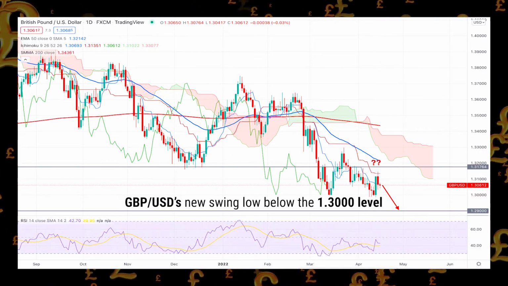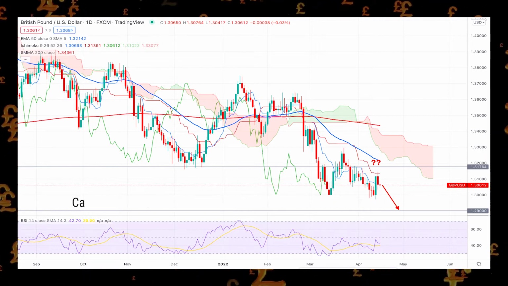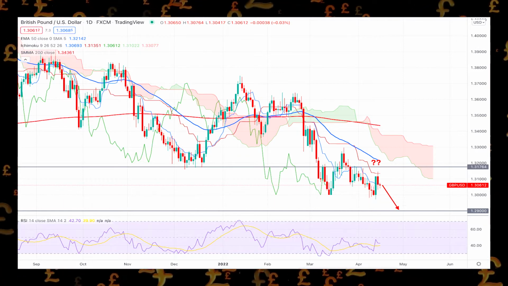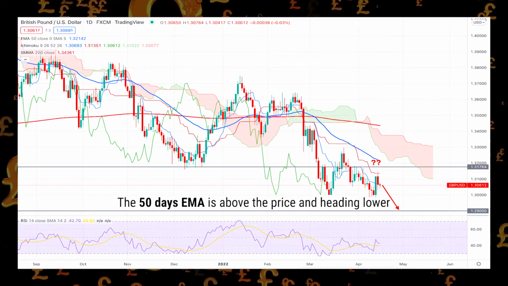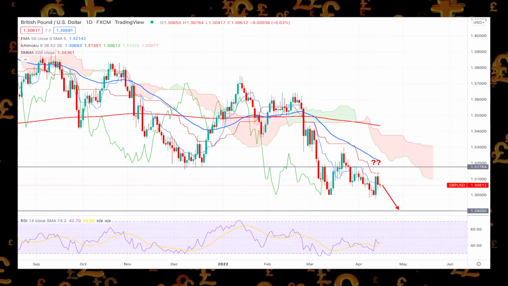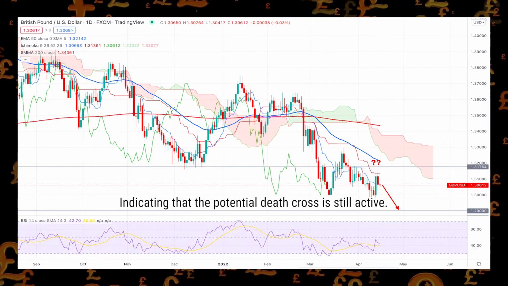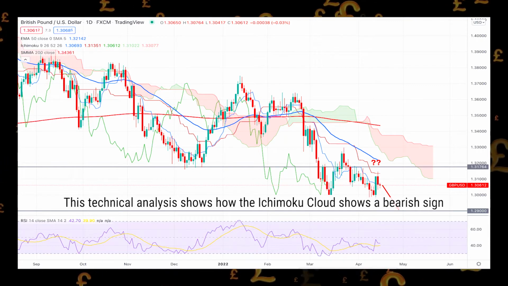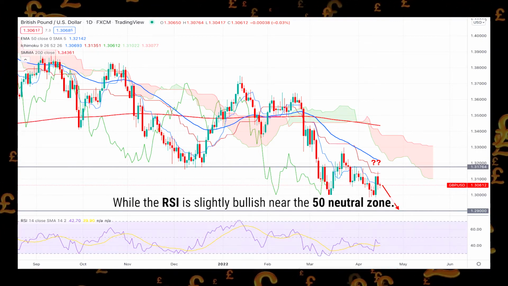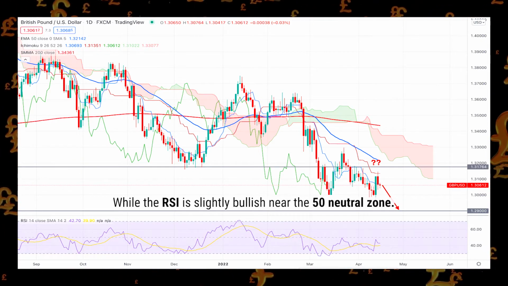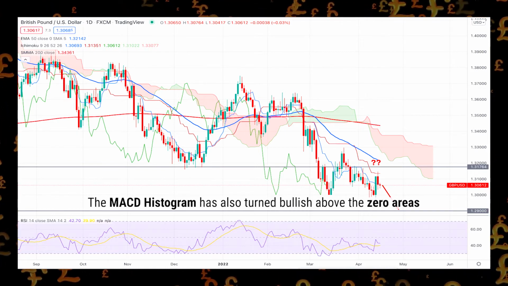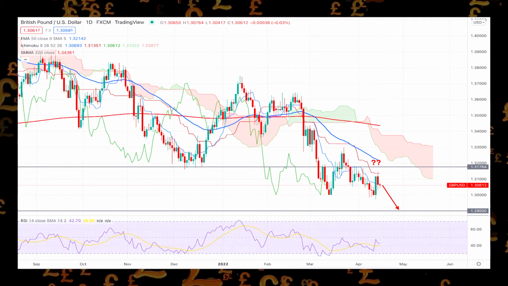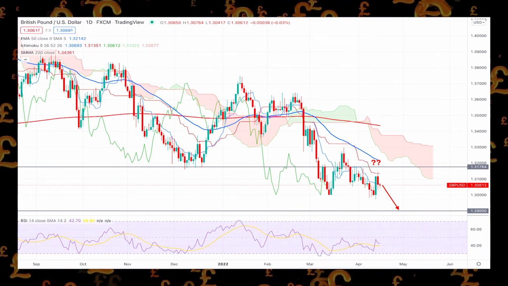GBPUSD's new swing low below the 1.30 level came from the sharp selling pressure below the dynamic 200 days SMA. Moreover, the 50 days EMA is above the price and heading lower, indicating that the potential death cross is still active. This technical analysis shows how the Ichimoku cloud shows a bearish sign, while the RSI is slightly bullish near the 50 neutral zone. The MACD histogram has also turned bullish above the zero areas, but the current price remains steady lower below the dynamic 50 EMA.